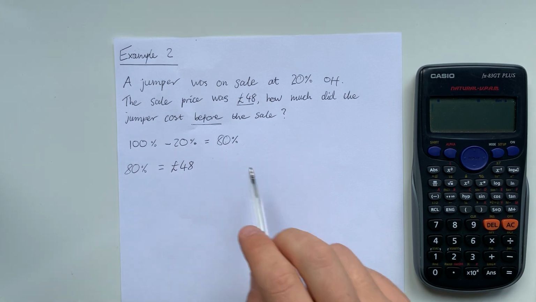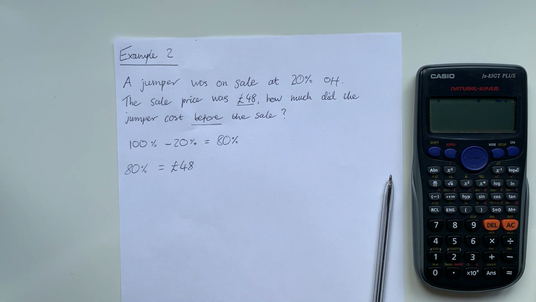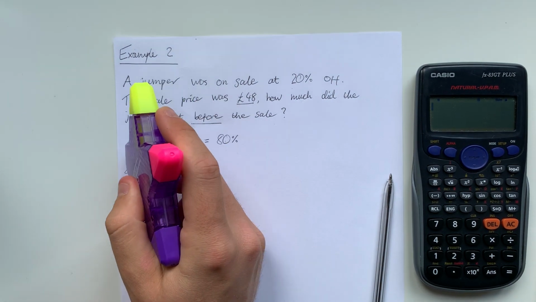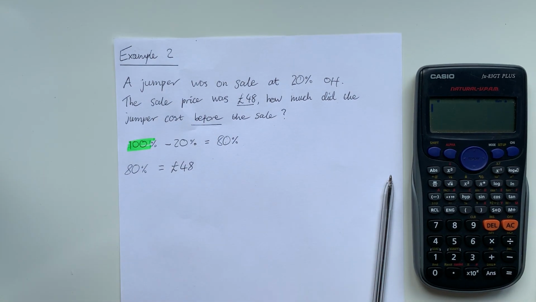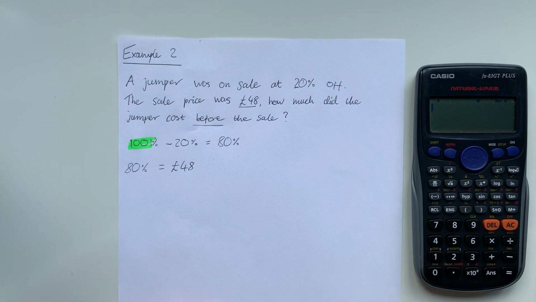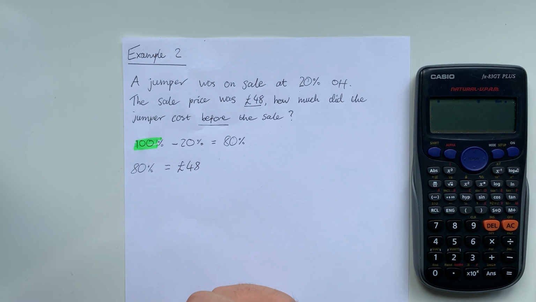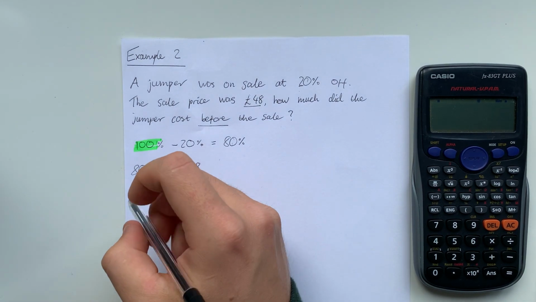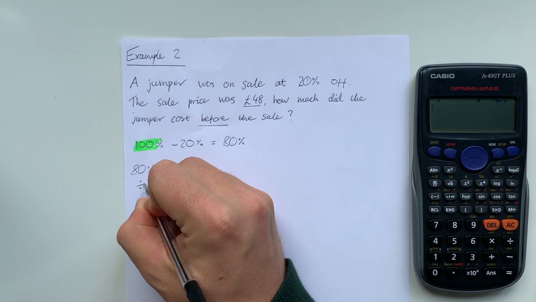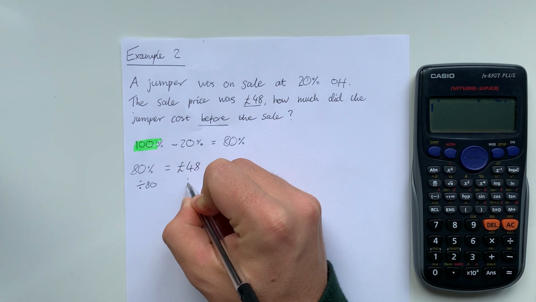Again, what we're looking for is our friend 100%. That will tell us the original price. How do I get from 80 to 100? The answer is not add on 20. The answer is divide it by 80 and multiply it by 100. So let's get down to 1%. Divide both sides by 80.